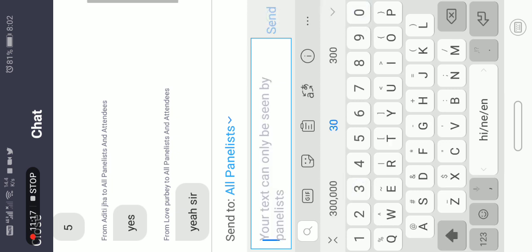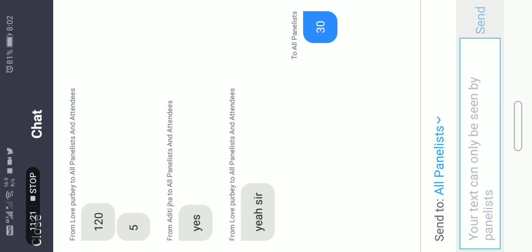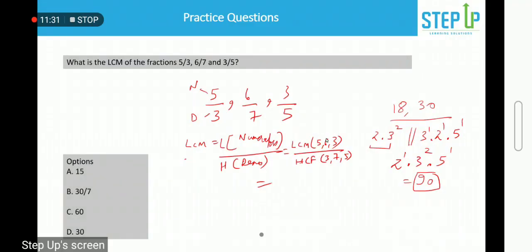Yes guys, done. So very simple, I told you. The LCM of 5, 6, 3: 3 would be there, 5 would be there, and 2 would be there. So 5 into 3 is 15, into 2 is 30. 30 upon the HCF of 3, 7, 5. Is there anything common? No, nothing is common, because the HCF would be 1 only. 3 is a prime number, 7 is a prime number, 5 is a prime number, so there is no common factor apart from 1. So it would be 30. Understood? This is very simple. If you have to do the LCM of fractions, this is how you do it.